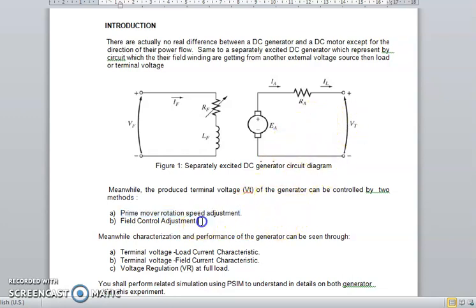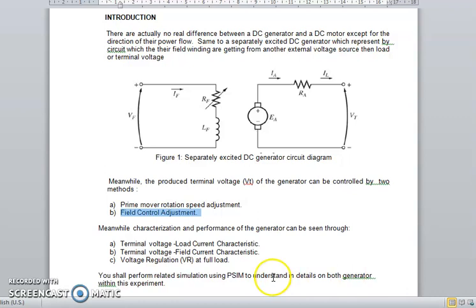And another kind of control is by field control adjustment. It means that we control the voltage here. The higher the voltage we put into the RF circuit, the field circuit, the higher the IF that will be pumped into the circuit. The lower the voltage, the lower the current. So those are the two kinds of adjustment or control for this separately excited DC generator.